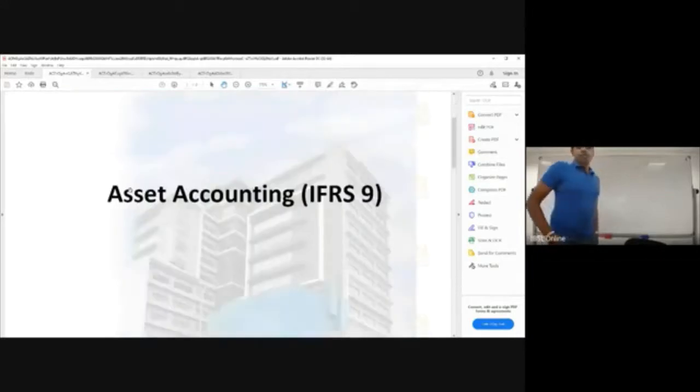Let's move on to IFRS 9, accounting standards. Now, when you purchase a bond, how do you classify it? What is your intention? That is what is there under IFRS 9. What you plan to do with the bond?